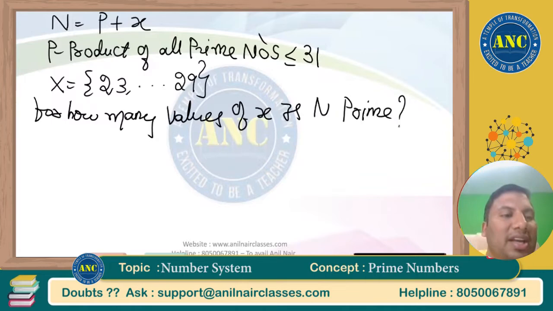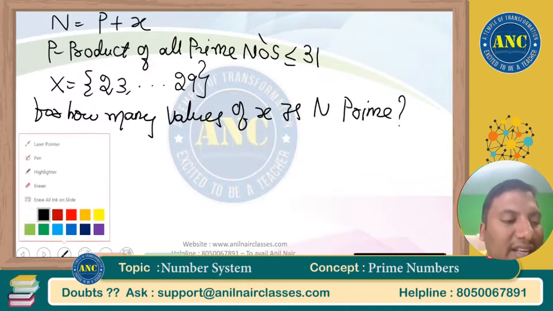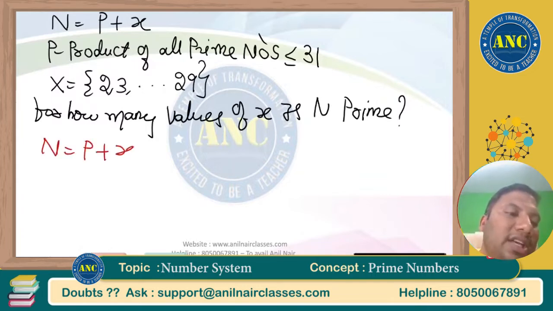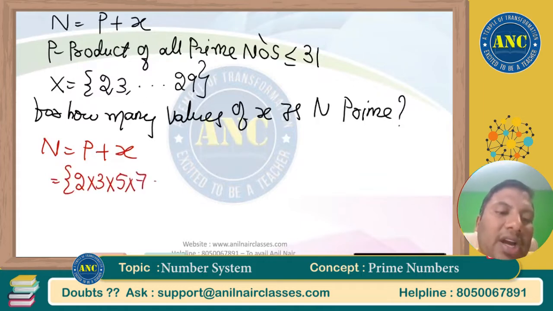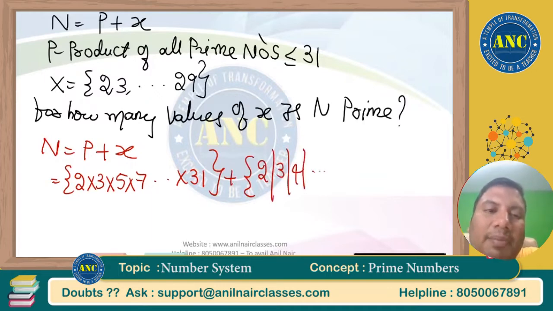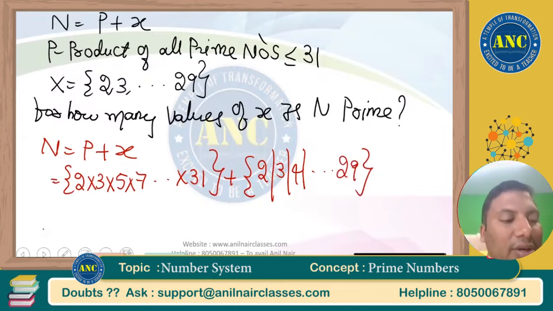Another model. N equivalent to P plus X. P is the product of all prime numbers less than or equivalent to 31, that is 2, 3, 5, 7 and so on up to 31. X lies in the range, either it can be 2 or 3 or 4 or up to 29. For how many values of X is n prime?